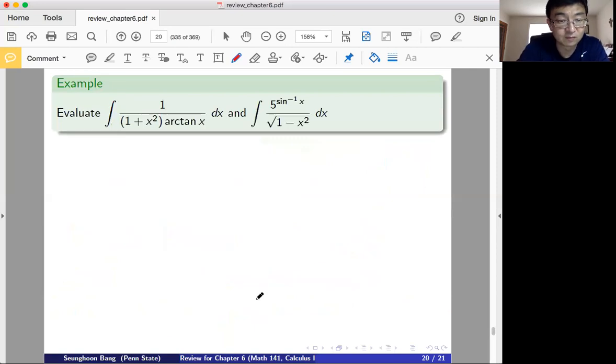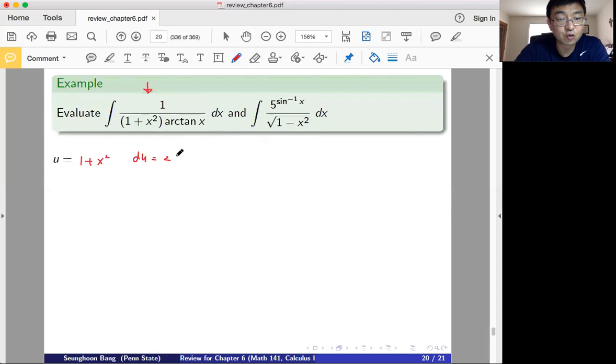The next one, the same thing. You can use u substitution on the first one. What's u in this case? What's u in the first problem? In this case, we can use u substitution. What is u? Maybe you can choose u equals 1 plus x squared.